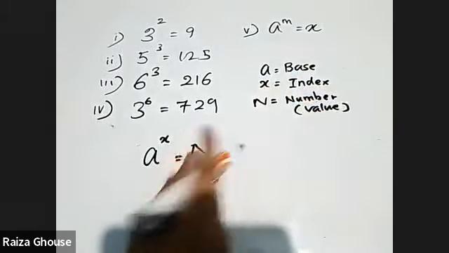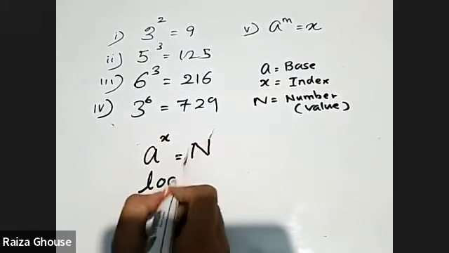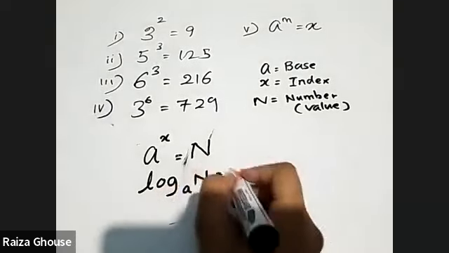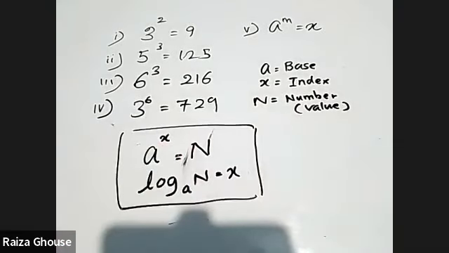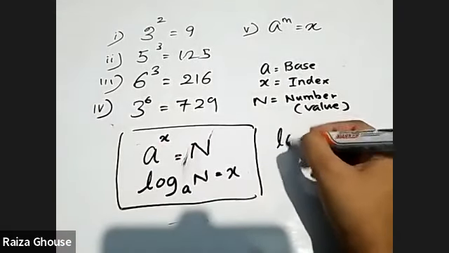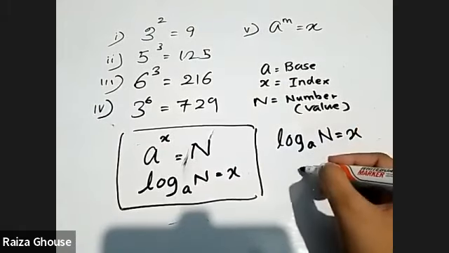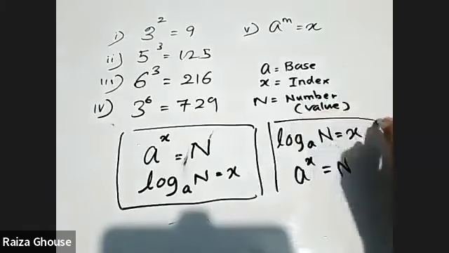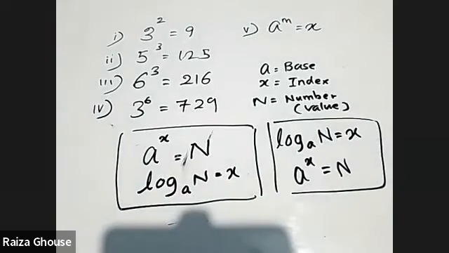So the format here is, if you get the index form, the logarithmic form is log base a of n equals x. The other way, if you get the logarithmic form, log base a, number and index, you can write this as a to the power x equals n. So this is the concept. Copy down and write the terms, introduce the terms.